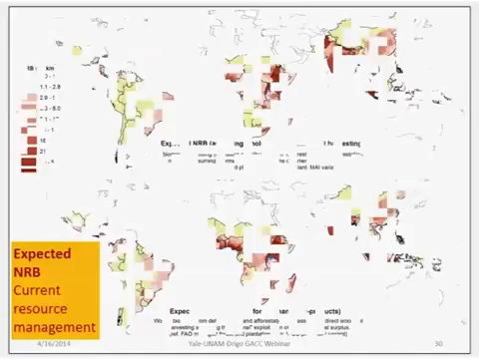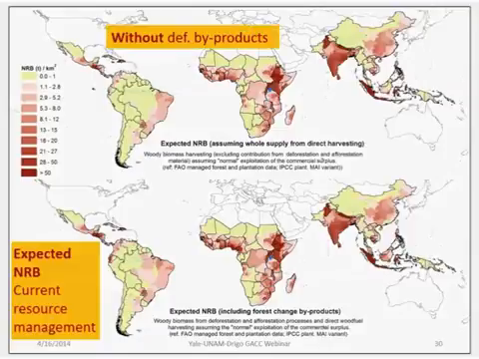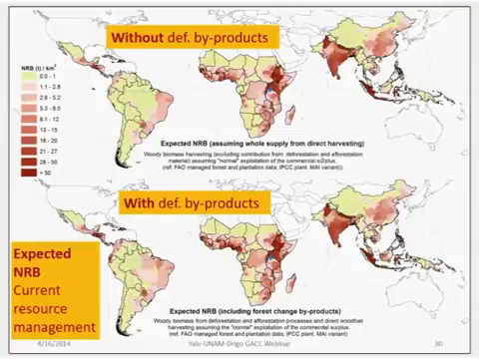Now we see the case with the current resource management practices. Everything is darker, so there is a higher fraction of non-renewable biomass. This is again without, and this is with deforestation byproducts. Probably the bottom image is the more realistic, because I should explain that the deforestation that we consider to be used is only that which falls within the woodshed zone. We are not including the deforestation occurring in remote areas, like in the Amazon, where there is deforestation, but not necessarily a demand associated.